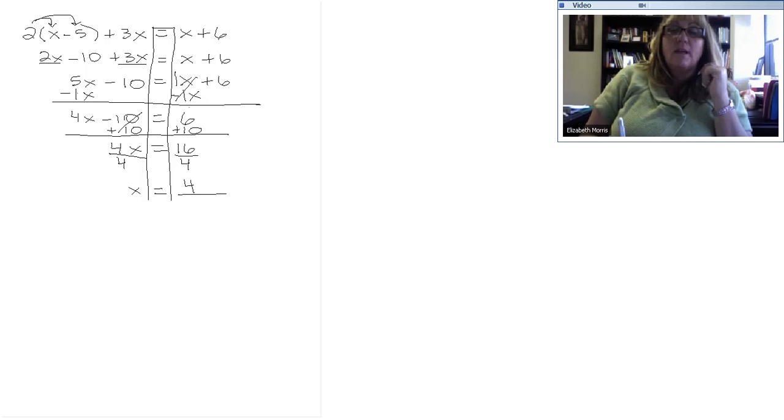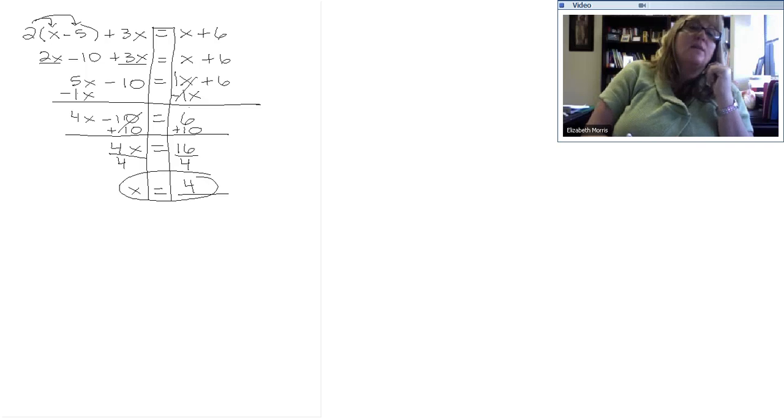And there's my answer. And if you were to plug in the 4, 4 plus 6 is 10, and plug in a 4 here, 4 minus 5 is negative 1. Times 2 is negative 2. Times 3 is 12. Why is that not coming out? Oh, never mind, because I can't add. It's all right. If you put the 4 in here, it works too.